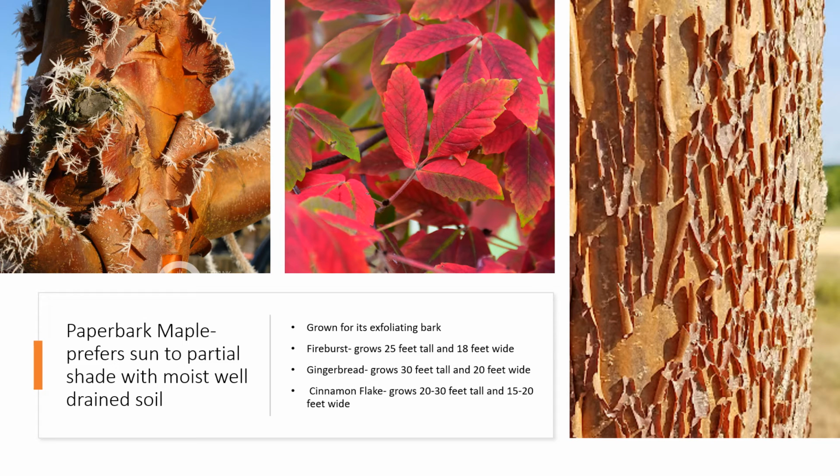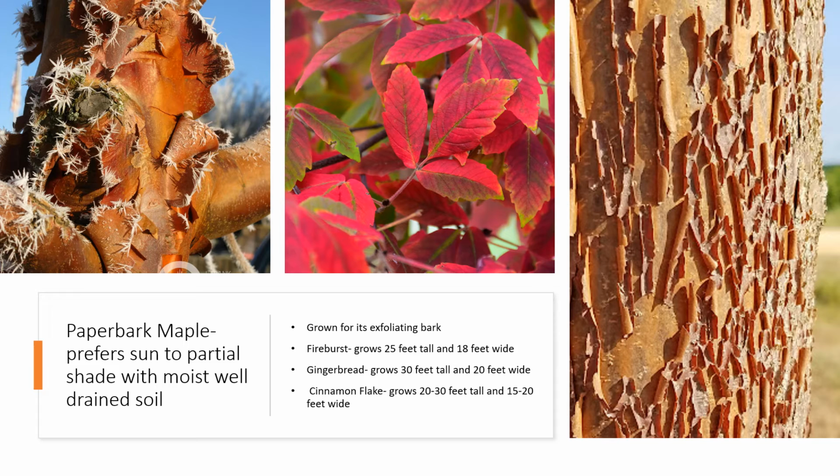Next, we have paperbark maple, and these maples are grown mostly for their cinnamon colored bark that exfoliates off. This one prefers sun to partial shade with moist, well-drained soil. Definitely, I think the partial shade and the moist, well-drained soil is a must for these trees, especially to get them off to a good start. The top left there, you can see the bark, and it's got a little frost on it, but that is Fireburst. It grows about 25 feet tall and about 18 feet wide.